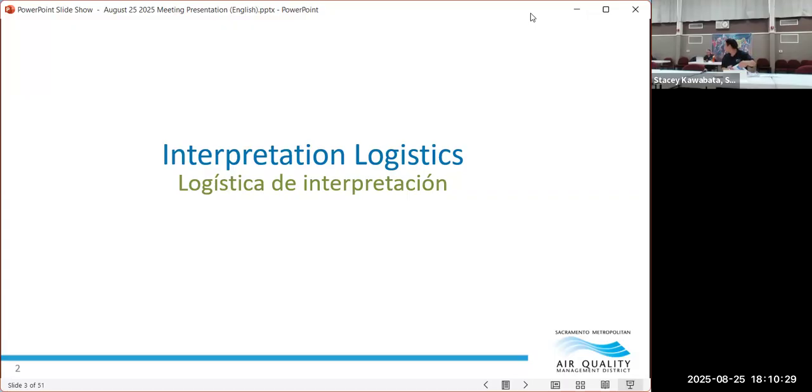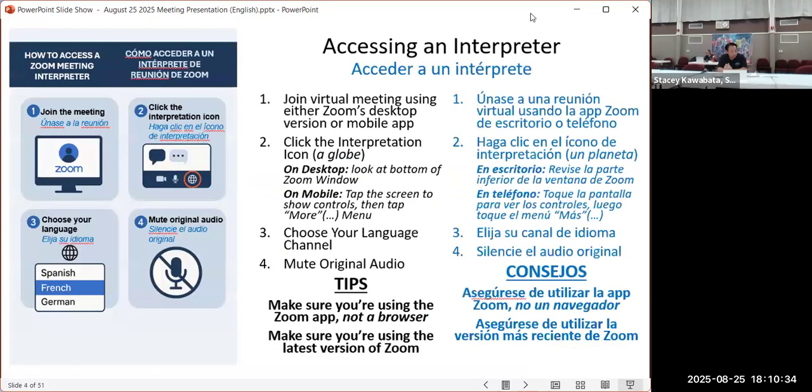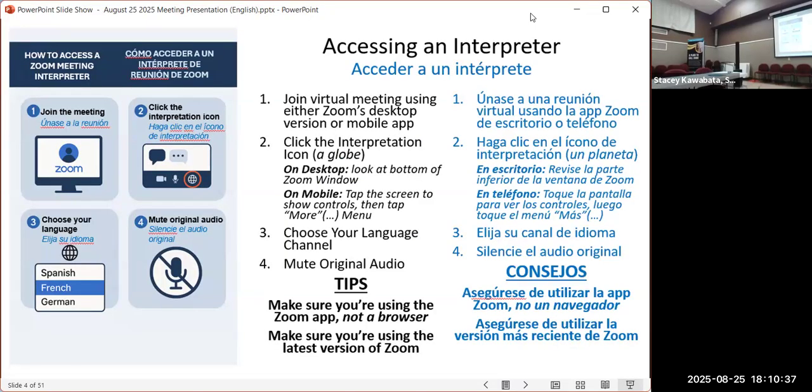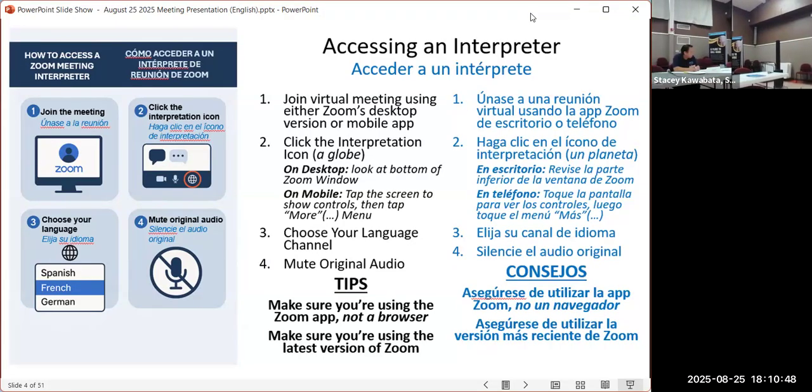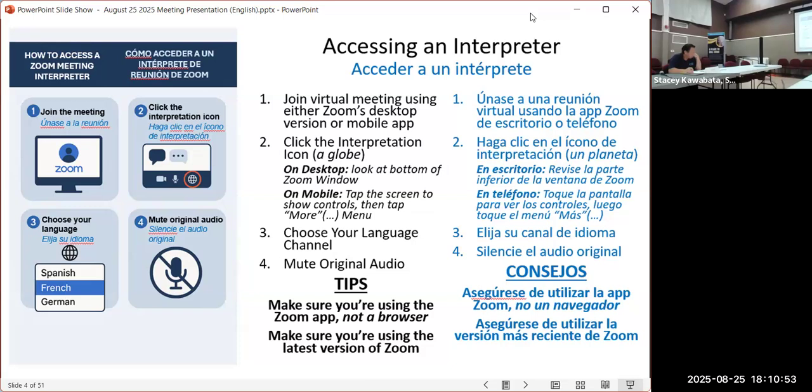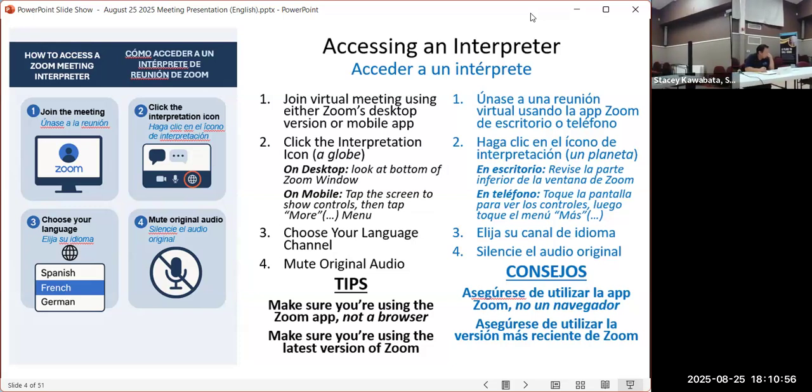To access an interpreter, join the virtual meeting on either Zoom's desktop version or mobile app. Click the interpretation icon, which is a globe, at the bottom of the Zoom window on desktop. On mobile, tap the screen to show controls, then tap More, which is the menu with the three dots. Choose your language channel and mute original audio. The tips are to make sure you're using the Zoom app, not a browser, and that you're using the latest version of Zoom.